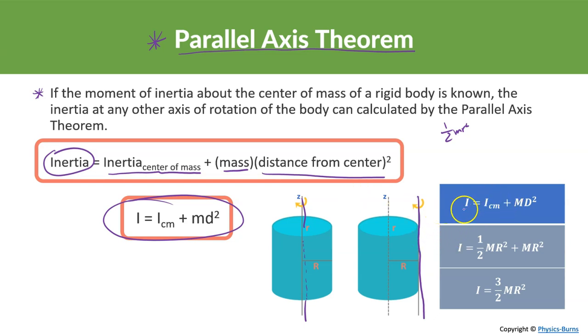We have the inertia at the center of mass, which is 1/2 mr squared. That's for a solid cylinder. And this axis is a distance r away, so this d is just going to be replaced by r. Then we just add it all together. So the inertia is 3/2 mr squared, while the inertia of this one, where it's through the center, is just 1/2 mr squared. We'll do a few examples of these just to make it make more sense.